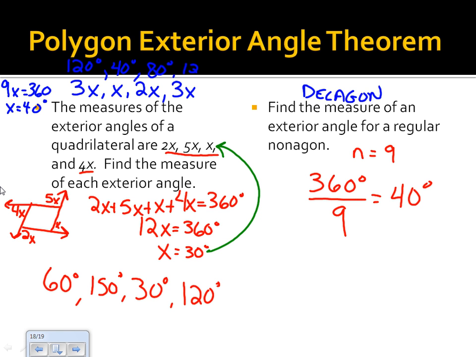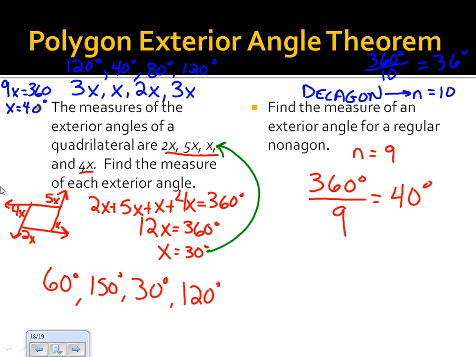Good. Who did the decagon for me? Moshi? What is it? So 10, so n equals 10. And then what? So 360, which is the exterior, over 10 equals 36 degrees each. Okay?